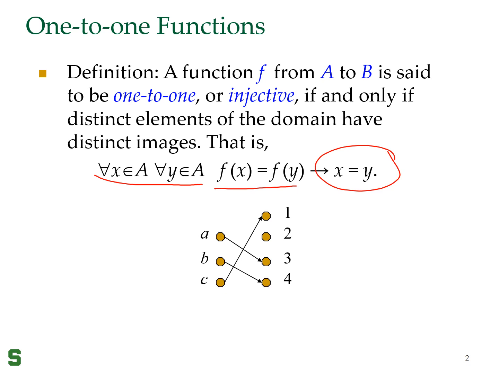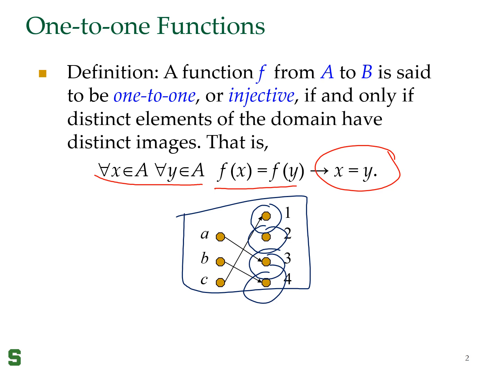Observe that the function that I have shown over here is a one-to-one function. Essentially, I don't want two arrows coming in over any of these elements. If I have two arrows coming in, that means there's a problem. That's not going to be a one-to-one function.